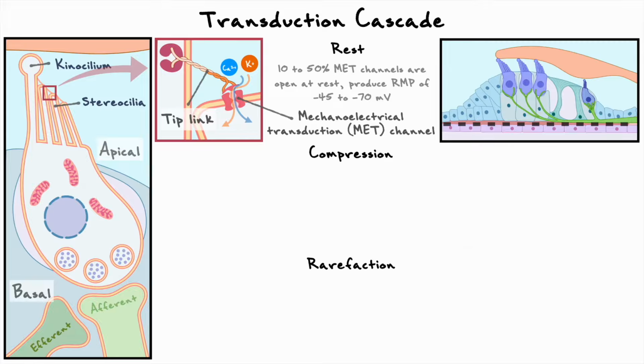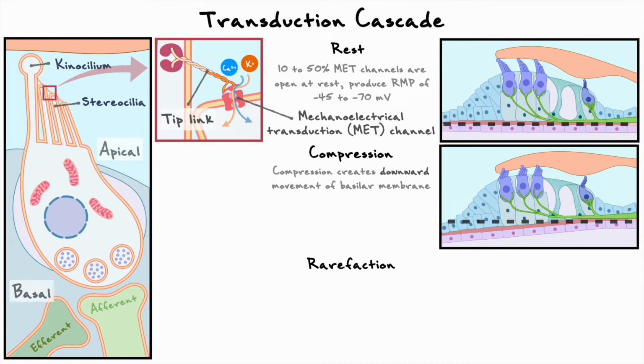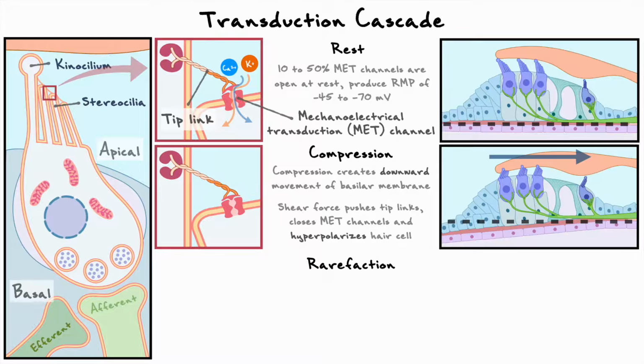Now, if we consider a compression, in which the basilar membrane moves down, this motion will create a shear force between the hair cells, the tectorial membrane, and the scala media. This shear force will cause the movement of stereocilia towards the smaller stereocilia, and thus the closure of MET channels via the tip links. As a result, calcium and potassium are prevented from entering, and the hair cell gets hyperpolarized.